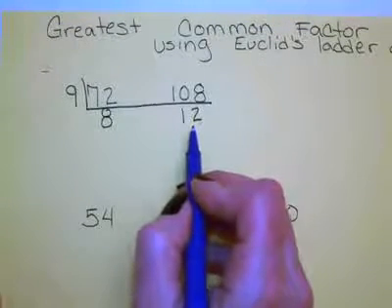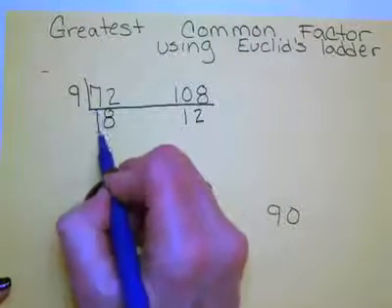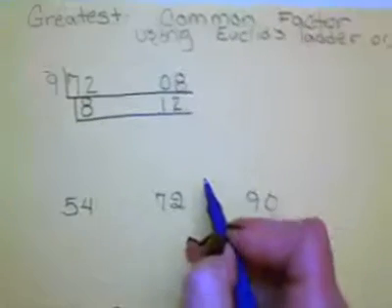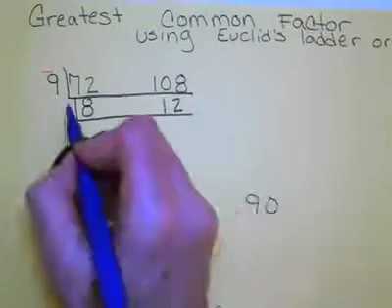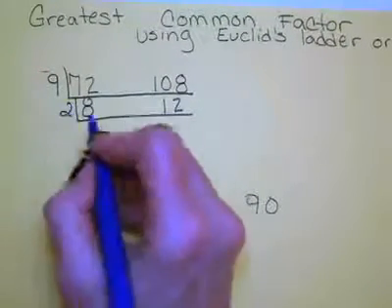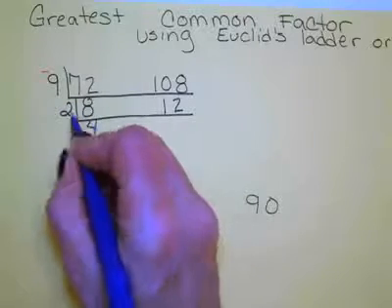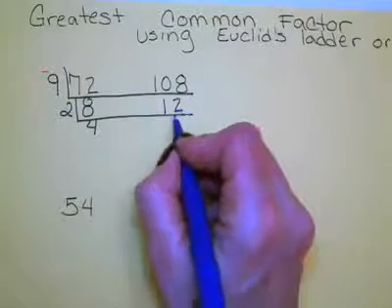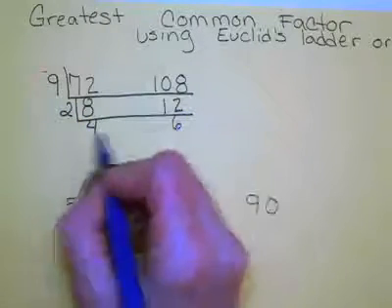8 and 12 are not relatively prime. Therefore, make another layer on your cake. What goes into 8 and 12? Let's use the number 2. 2 goes into 8 4 times. 2 goes into 12 6 times.